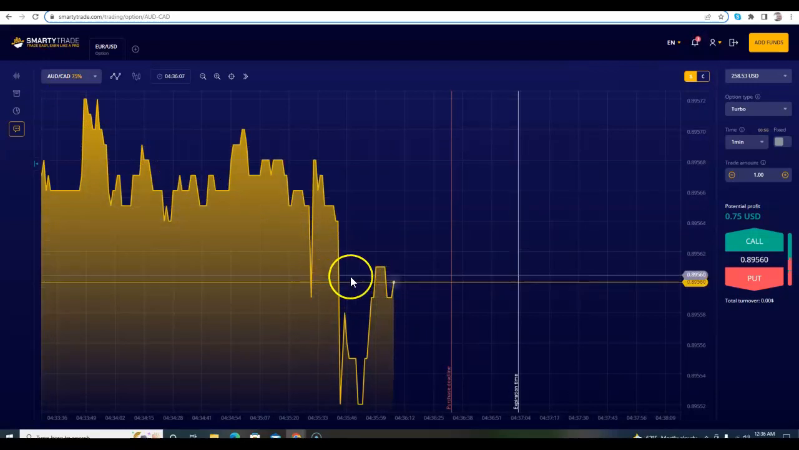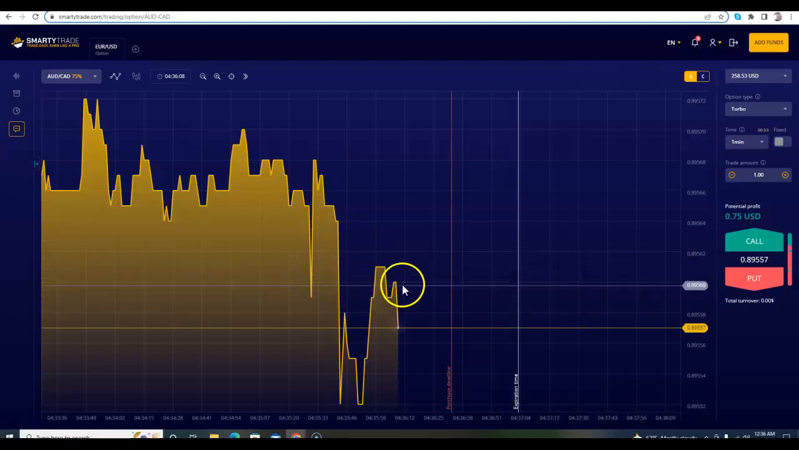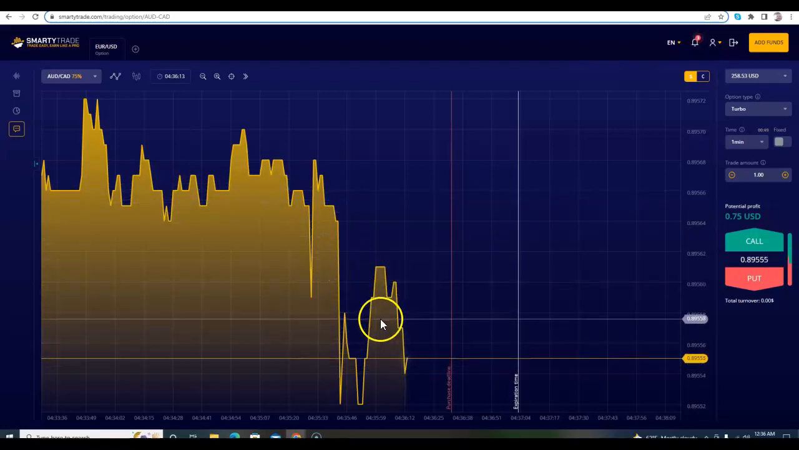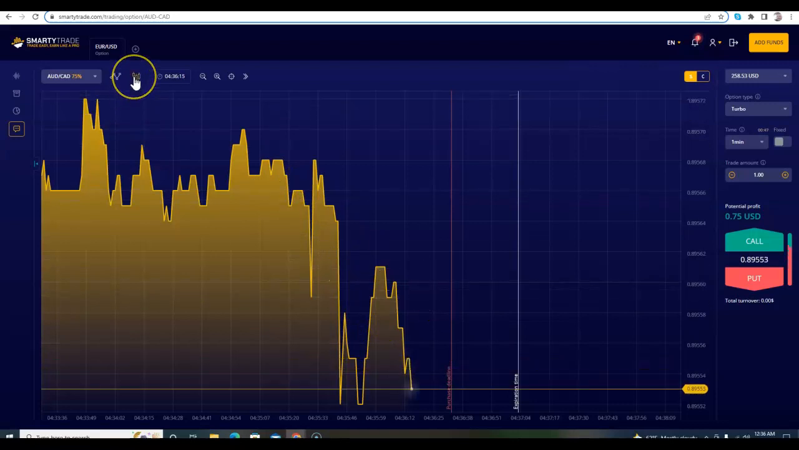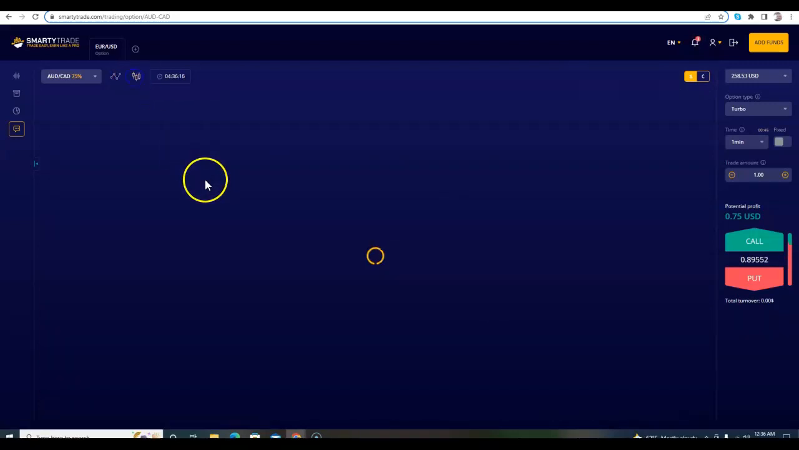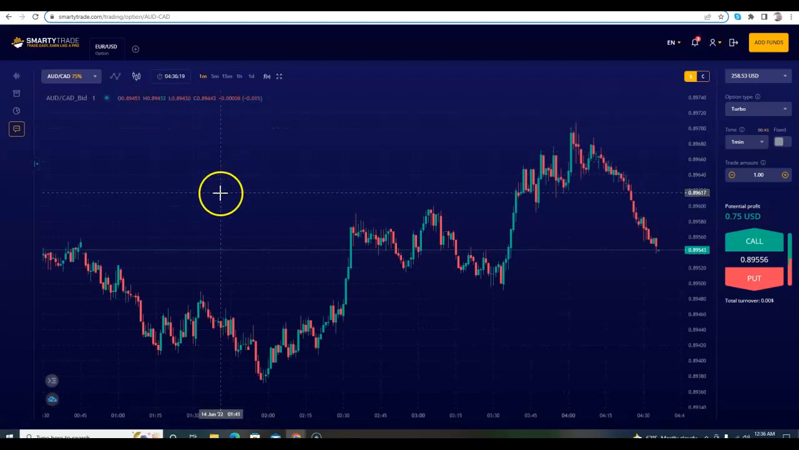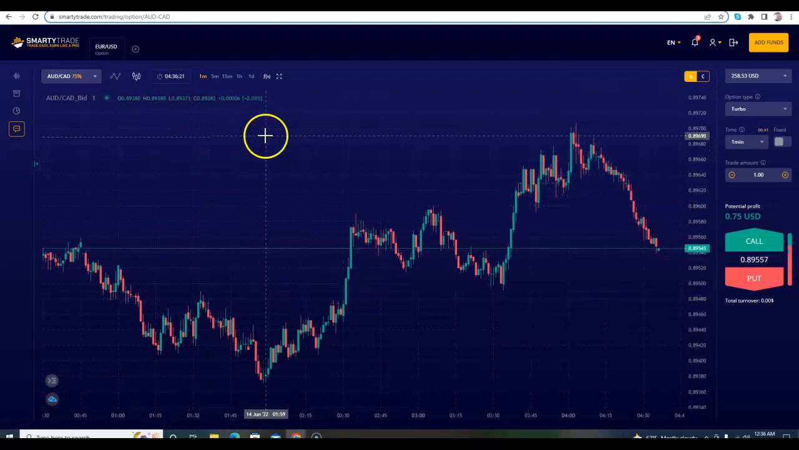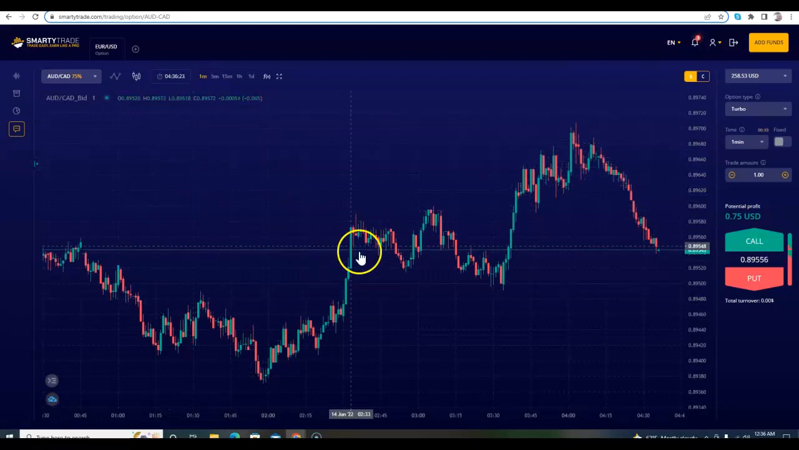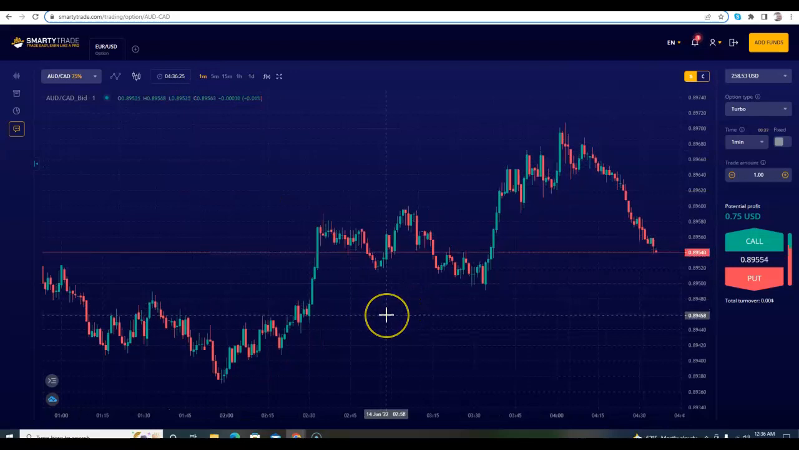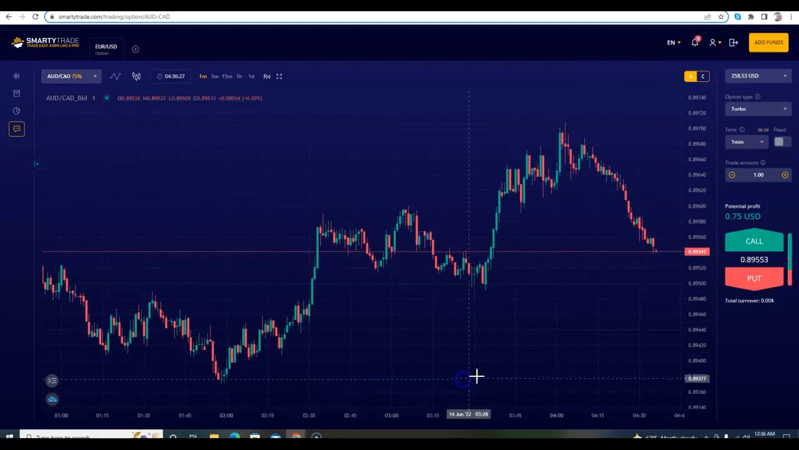We can continue to look at this as a tick chart, which is what this is called. Or we can choose to view it as a candle chart. As a candle chart, you're going to have options to change the time frame. We're currently looking at a 1 minute time frame. Now, what does that mean?